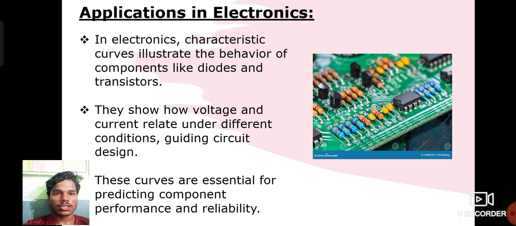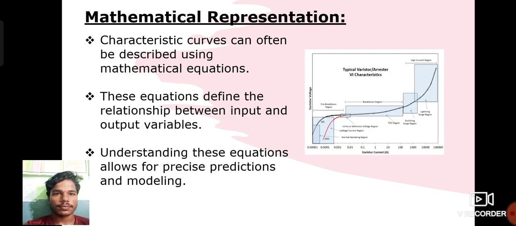Applications in electronics. In electronics, characteristic curves illustrate the behavior of components like diodes and transistors. They show how voltage and current relate under different conditions, guiding circuit design. These curves are essential for predicting component performance and reliability. These are the applications of characteristic curves in electronics.